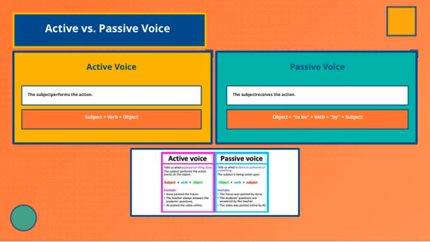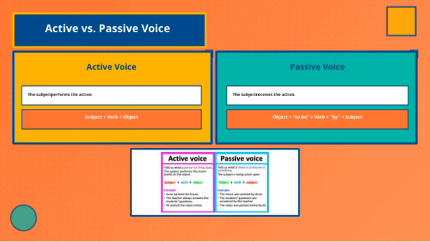Now, in contrast, the passive voice is when the subject is receiving the action. For instance, "The experiment was conducted by the researcher." Notice how the focus shifts. The structure here involves the object, followed by a form of to be, then the verb, and finally, by plus the subject. So it's object plus to be plus verb plus by plus subject.